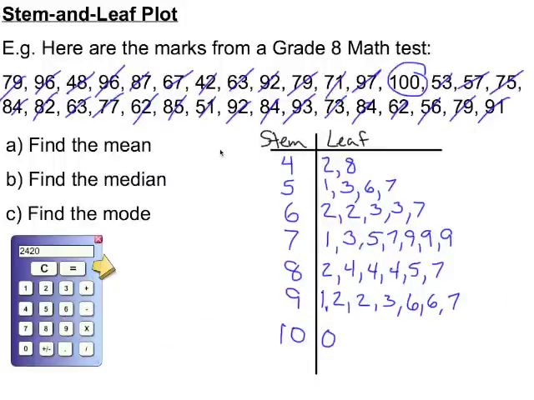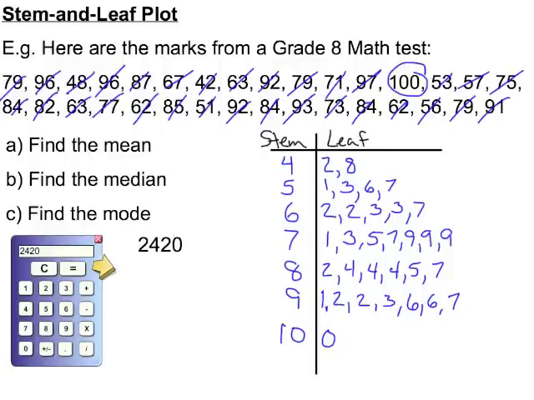Through the magic of video editing, you can see that I have completed the stem and leaf plot and crossed out all the numbers. So what we're going to do now is find the mean, the median, and the mode. Now to find the mean, we didn't have to do much with the stem and leaf plot. We still have to add up all these numbers and find the sum. And to save us a little bit of time, I have done that already. So the sum of the numbers in this data set is 2,420.